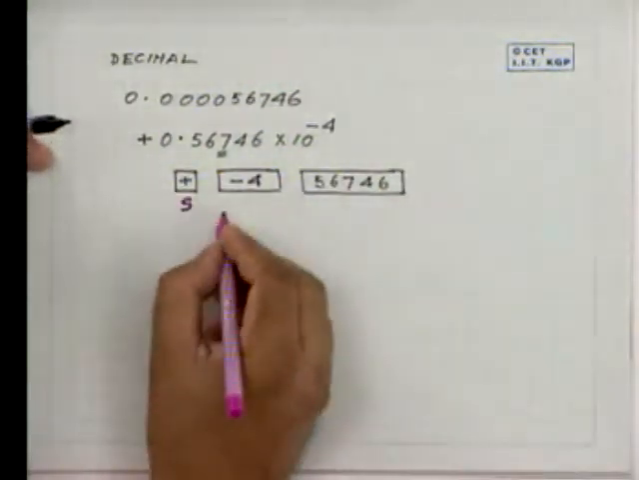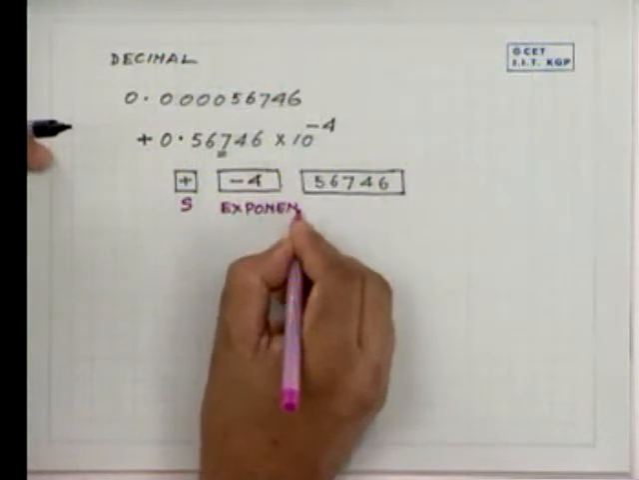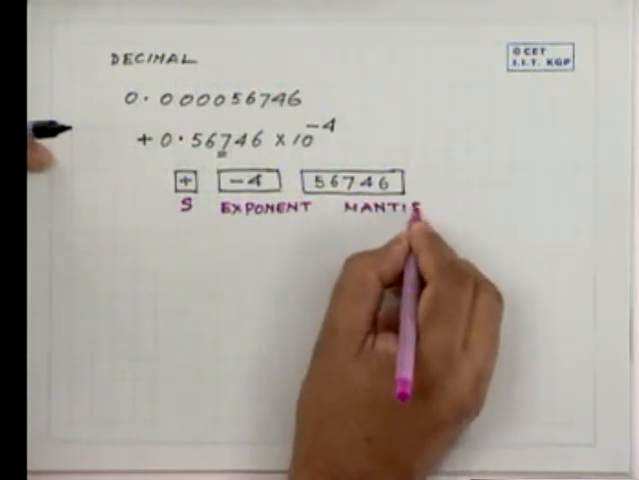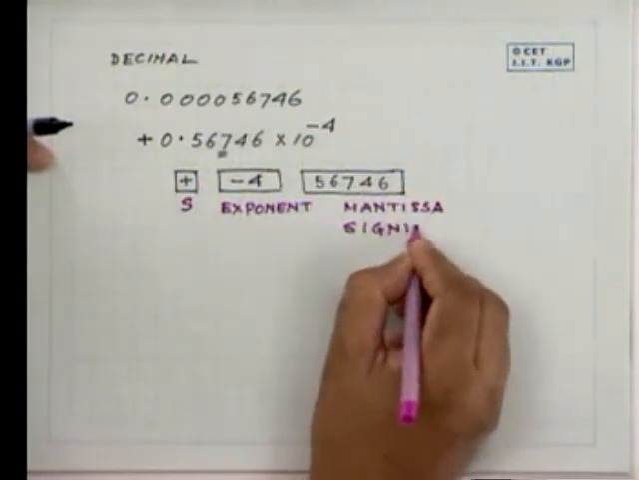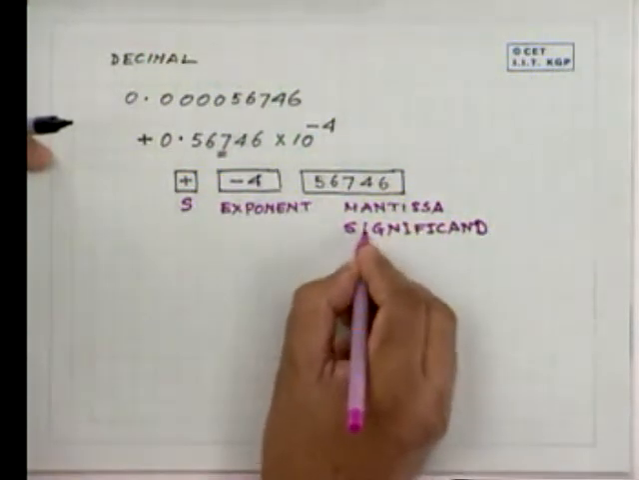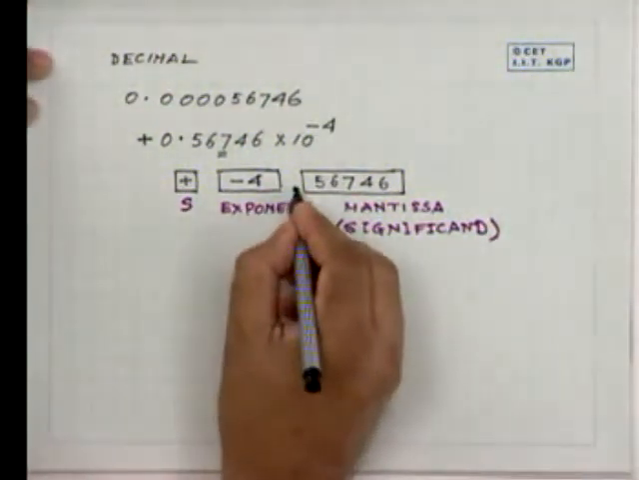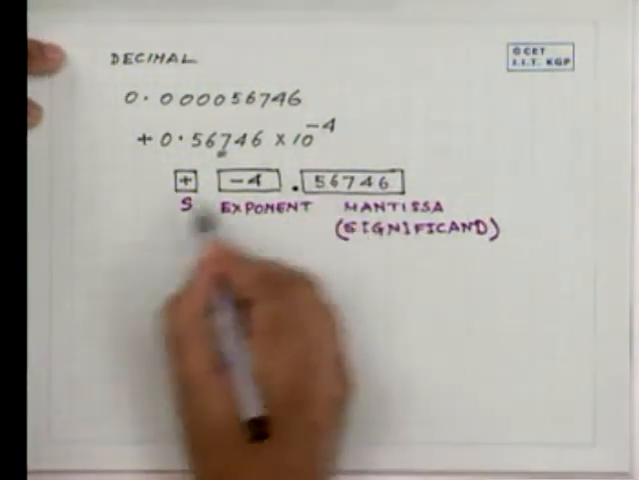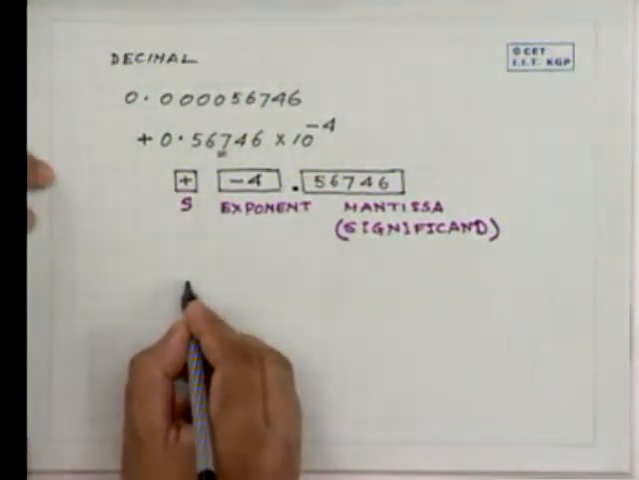We call this the exponent, and we call this the mantissa, or sometimes the significand. The decimal point is assumed to be here, but it's not represented. Now, once more, in that positional number system, the weights of the different digits are like this.